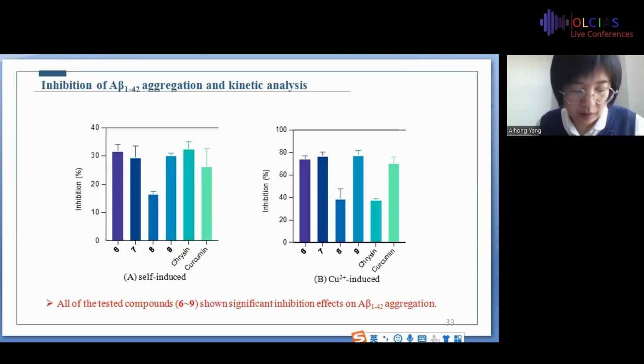The inhibition of A-beta aggregation was studied, and curcumin is a reference compound. As shown in the left figure, all the tested compounds showed a certain inhibitory effect on the aggregation of A-beta. Compounds 6, 7, 9, chrysin had a slightly stronger scavenging effect than curcumin. The scavenging effect of 8 was weak. The inhibition of copper-induced A-beta aggregation by the compounds is shown in the right figure. The compounds have strong inhibition on copper-induced A-beta aggregation, and the inhibition rate reached nearly 80%.